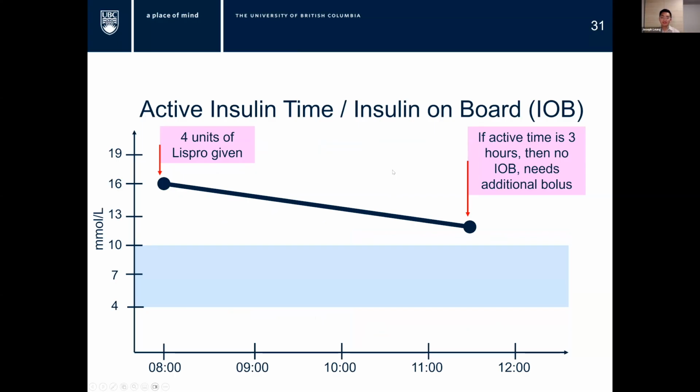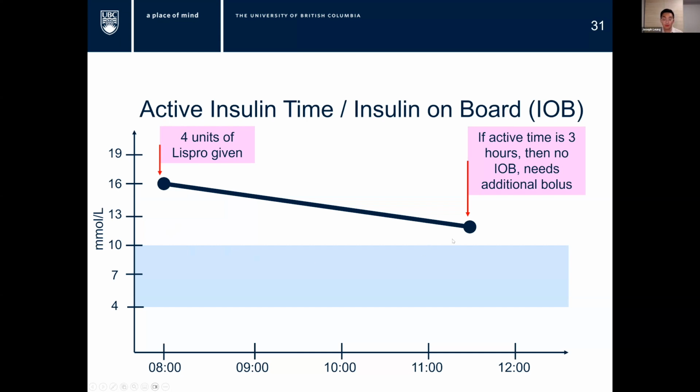The concept of active insulin time is very closely linked to insulin on board, or IOB. In this diagram, what I want to show is how these are linked and what active insulin time means. In a rather simplistic manner, it's probably a little bit more complicated than this, but let's say an individual has a blood sugar of 16 millimoles at 8 a.m. So that's a high blood sugar, and they're going to get some correction insulin for that. Let's say 4 units of Lispro.